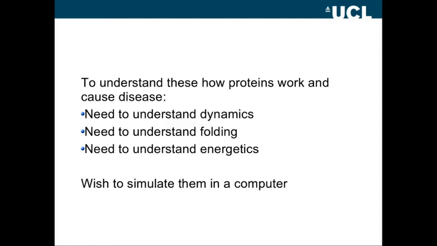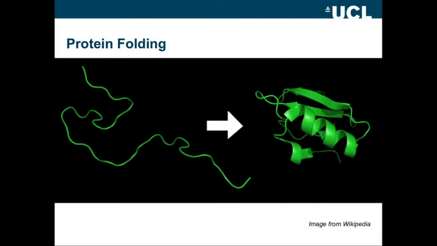To understand how proteins work and cause disease, as I said in the last lecture, we really need to understand their dynamics, understand their folding, and understand their energetics. And we wish to be able to simulate all this sort of thing in a computer. So the protein folding problem really is one of going from an extended, unfolded protein to something like this, a much more compact, folded protein containing secondary structure and so on.